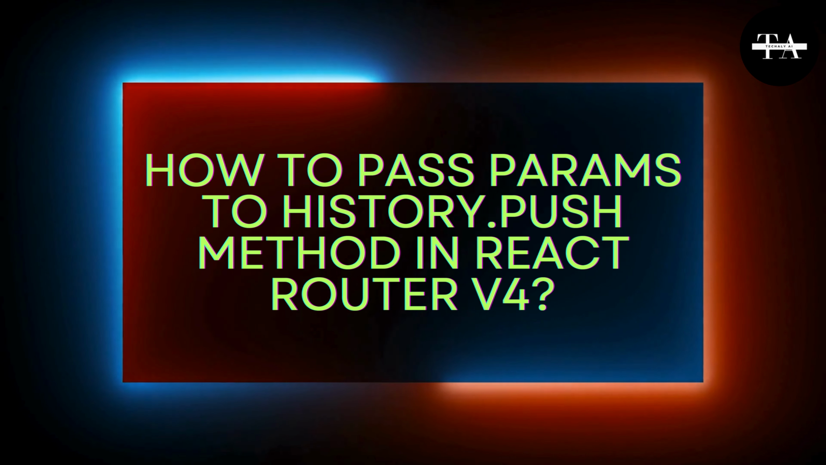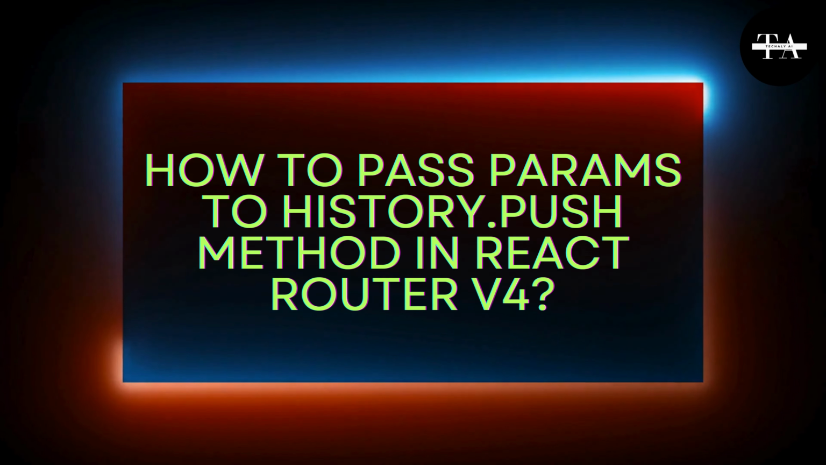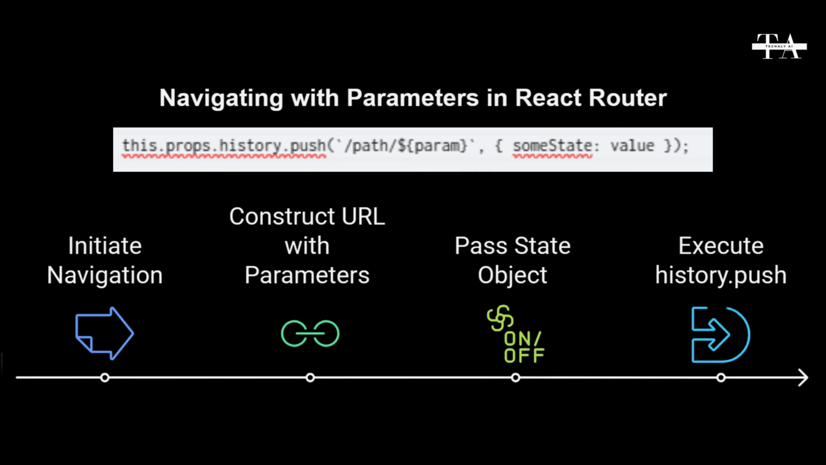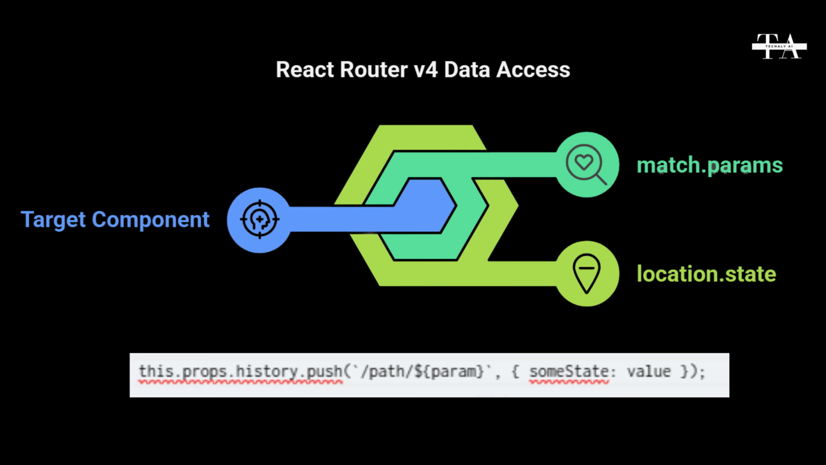How to pass params to the history.push method in React Router v4? You can pass parameters to the history.push method by including them in the URL or as state. For example, this.props.history.push('/path/${param}', { some: 'state value' }). In the target component, you can access the params via match.params and the state via location.state.